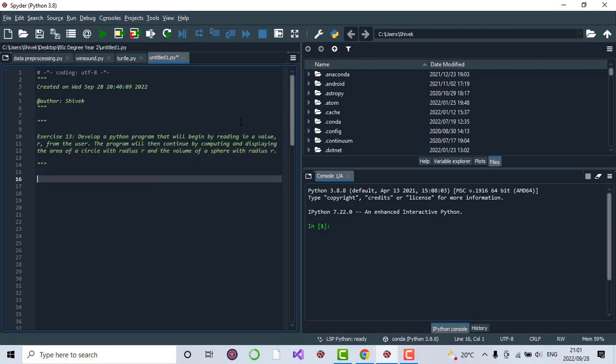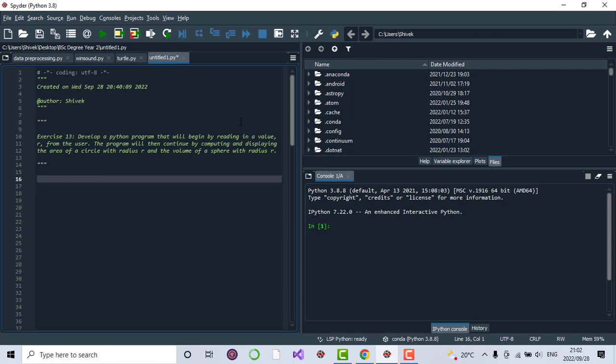Okay, and there we have it. Exercise 13. Develop a Python program that will begin by reading in a value r from the user. The program will then continue by computing and displaying the area of a circle with radius r and the volume of a sphere with radius r.